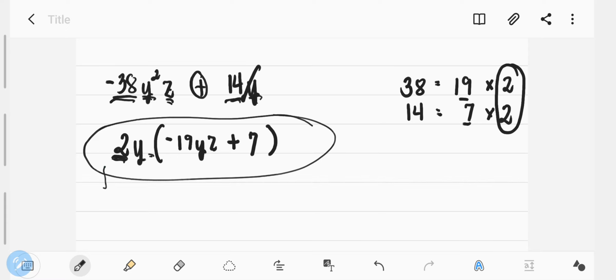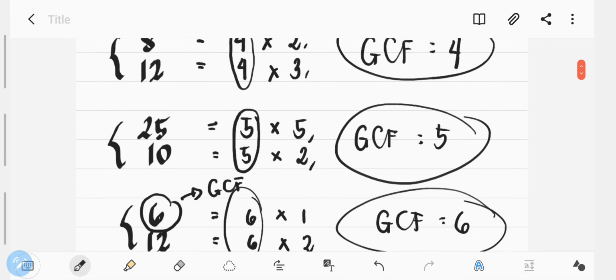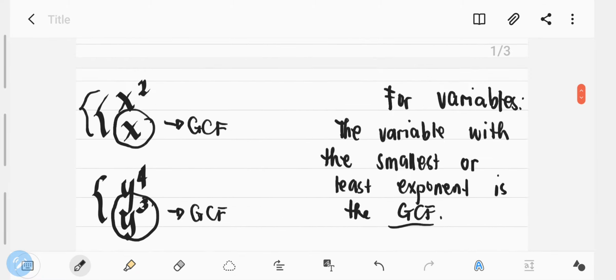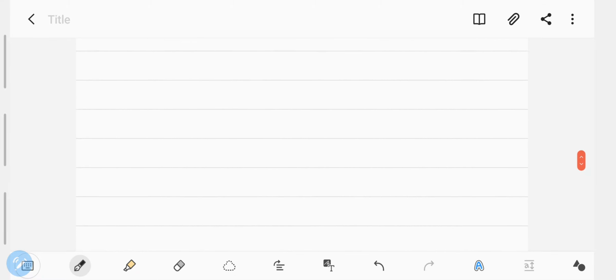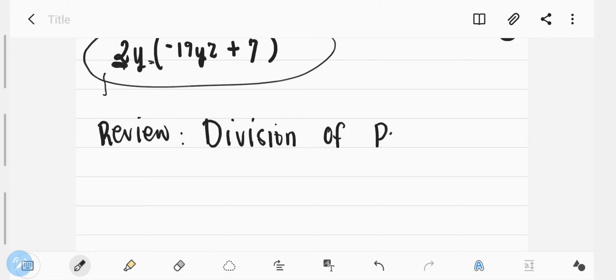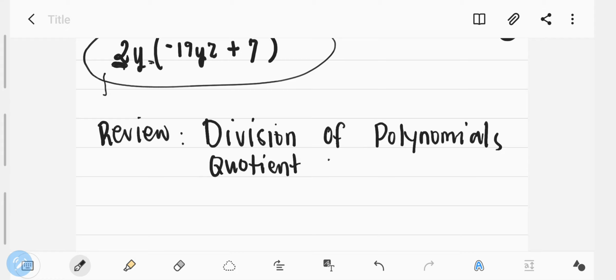Okay. So, this is how you factor by GCF. This is still very simple. Mas madami pa tayong pagdadaanan na factoring. So, please make sure that you master this. If you're having a hard time, you can try reviewing division of polynomials as well as the quotient rule of exponents.